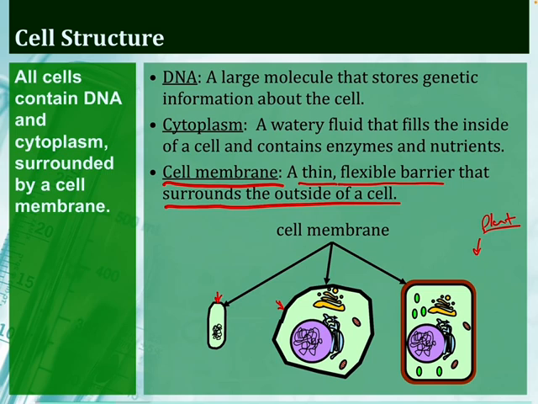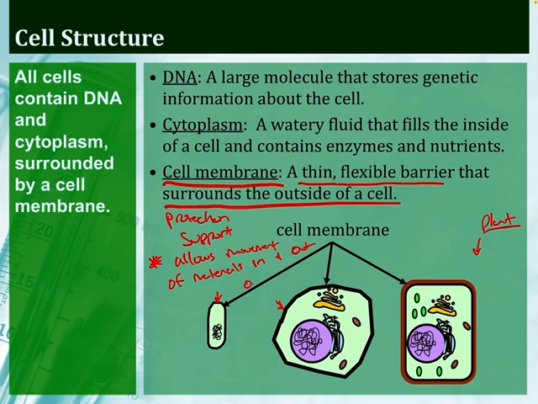But something, again, to remember, cell membrane is a thin, flexible barrier that surrounds the outside of a cell, and it is found in all cells. It helps with protection and support of the cell, and it also, which is very, very important, allows the movement of materials in and out of the cell. So when the cell needs to bring things in and the cell needs to release things, the cell membrane is the thing that does that. That is one of the pivotal jobs of the cell membrane.